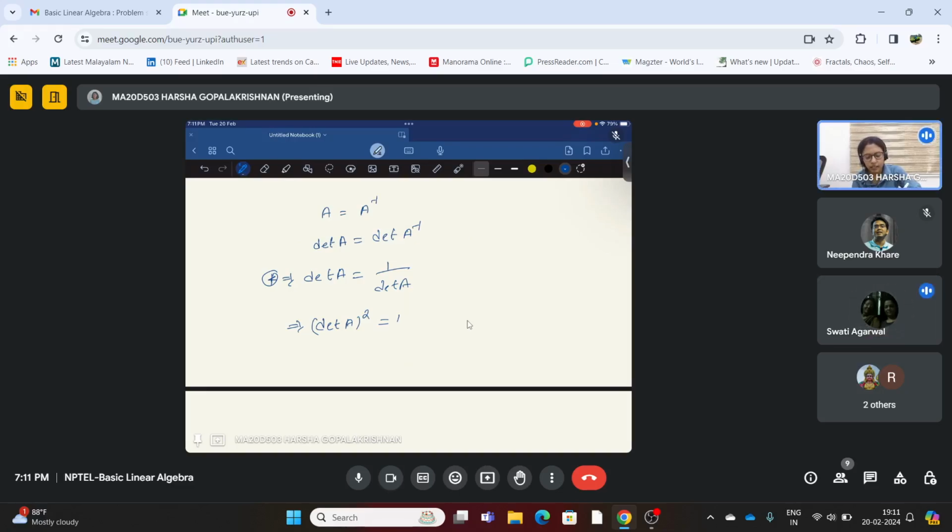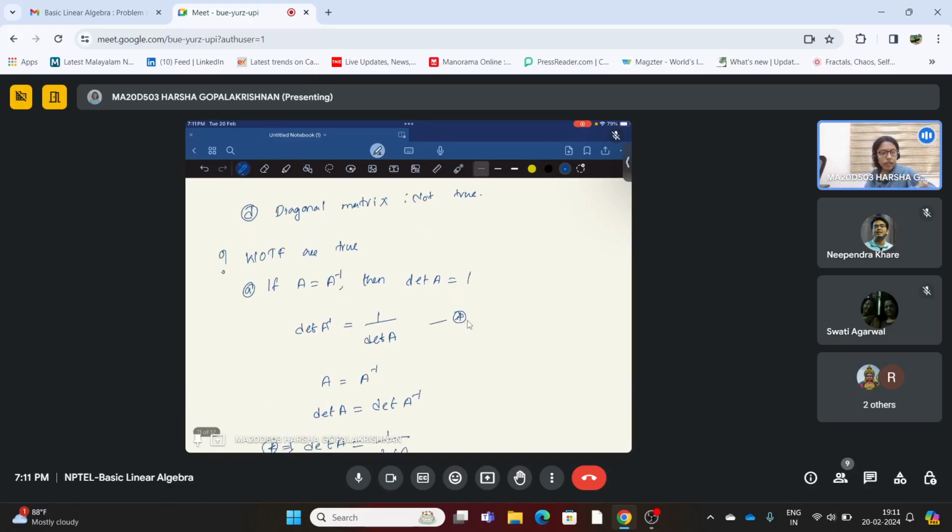Is that enough? This is giving two possibilities for the determinant value. Either determinant A can be 1 or determinant of A can be -1. So the question is determinant of A equal to 1. So if it is not equal to 1, the only possibility is -1. So what we can think, if we are thinking about a counter example, we can think of a matrix A with the determinant -1. That is the only possibility. So think about such a matrix. If there exists a matrix A with the determinant -1 and A inverse are the same.